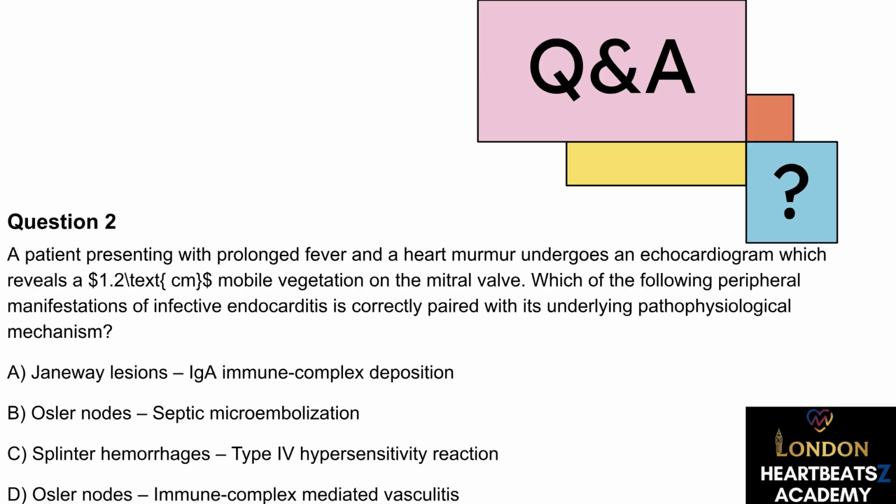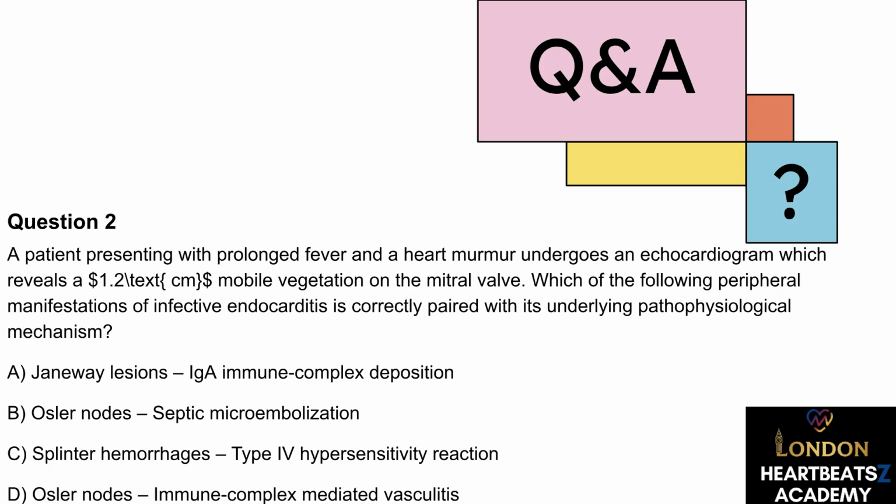MCQ 2. A patient presenting with prolonged fever and a heart murmur undergoes an echocardiogram, which reveals a 1.2 centimeter mobile vegetation on the mitral valve. Which of the following peripheral manifestations of infective endocarditis is correctly paired with its underlying pathophysiological mechanism?